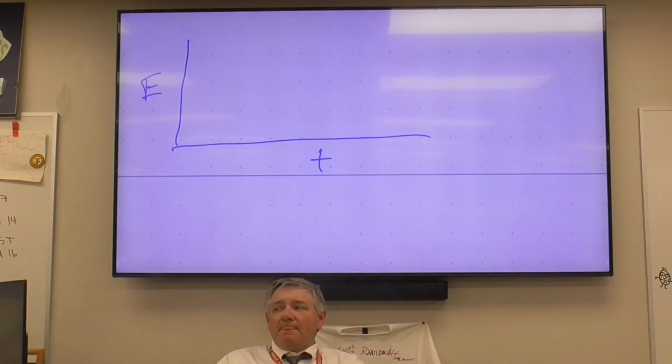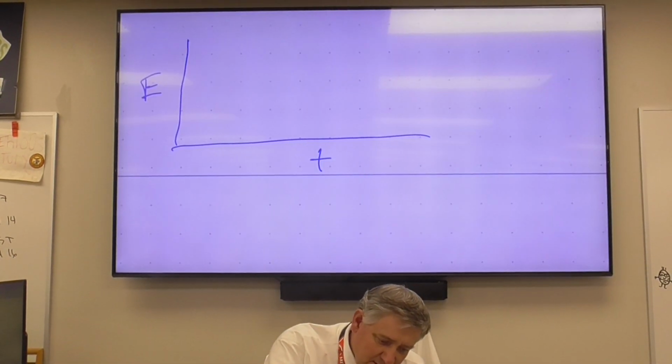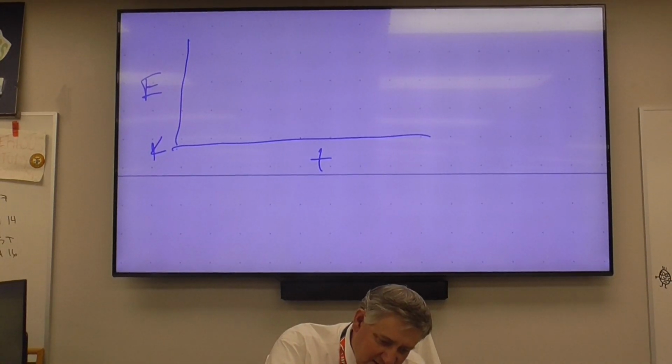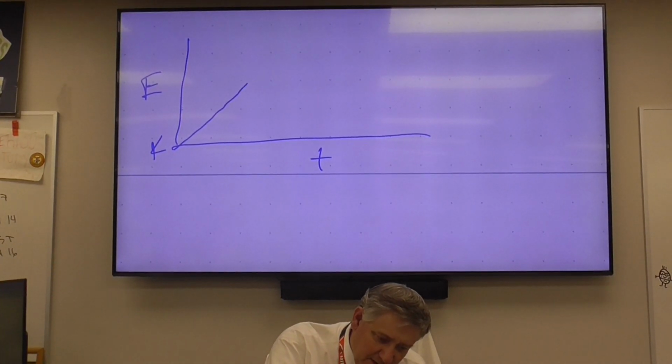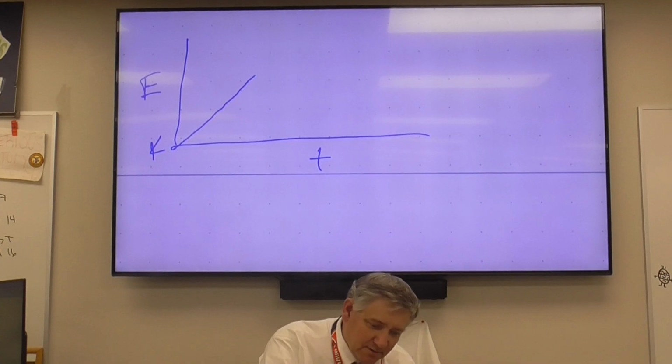It's going to start from 0 and it's going to start sloping up. So this is going to be my kinetic energy line. It's going to start at 0 and slope up. But then what's it going to do? Or is that all it's going to do? Then it's going to come back down, right?